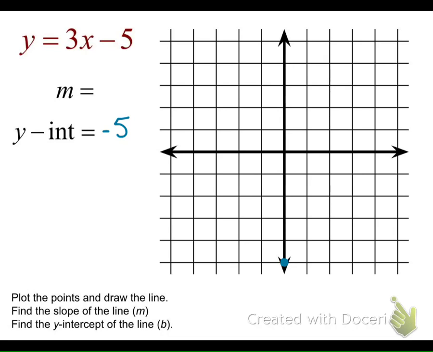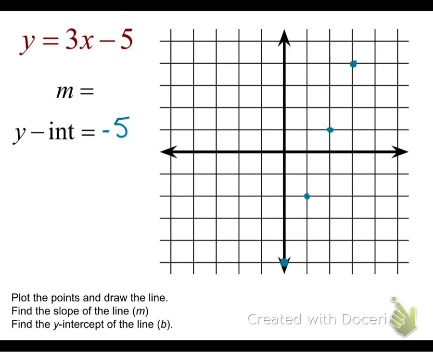So I'm going to plot the next ordered pair. What's the next one listed on there? 1, -2. So I'm going to start at the origin, and I'm going to go right 1 and down 2. And then the next one is 2, 1. So I'm going to start at the origin, go right 2 and up 1. And then the last one is 3, 4. So I'm going to go right 3 and up 4.